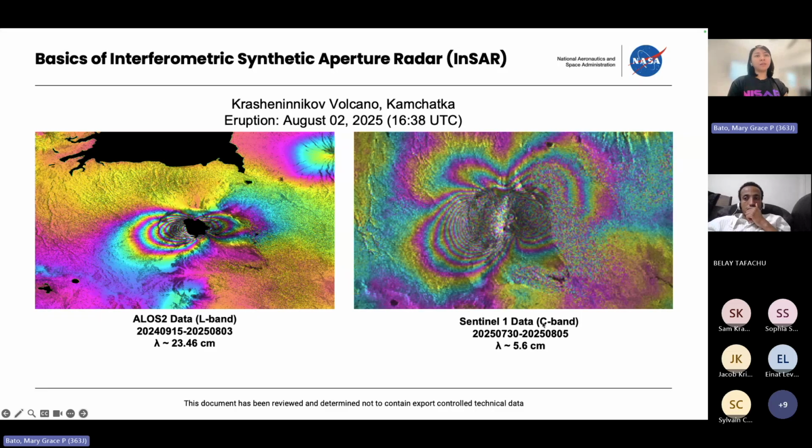You can see for Sentinel-1 data here at C-band, it's capturing the same event, August 3, although this one is already on the fifth, so there's more cumulative displacement that had occurred here. Basically, the lava flow possibly has already emplaced in this northern region, but you can see that in this part, especially here, you have a lot of fringes that have already saturated. That's because it's C-band.